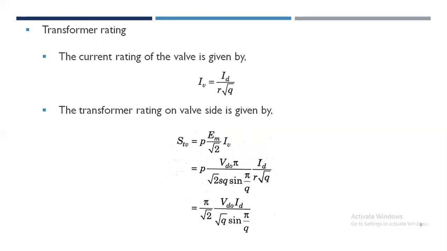By putting the value of EM, that is P into VDO π upon 2 root 2, SQ sin(π/Q), R into root Q, finally we can state that the transformer rating on the valve side is STV equals π by root 2 VDO ID upon root Q sin(π/Q).